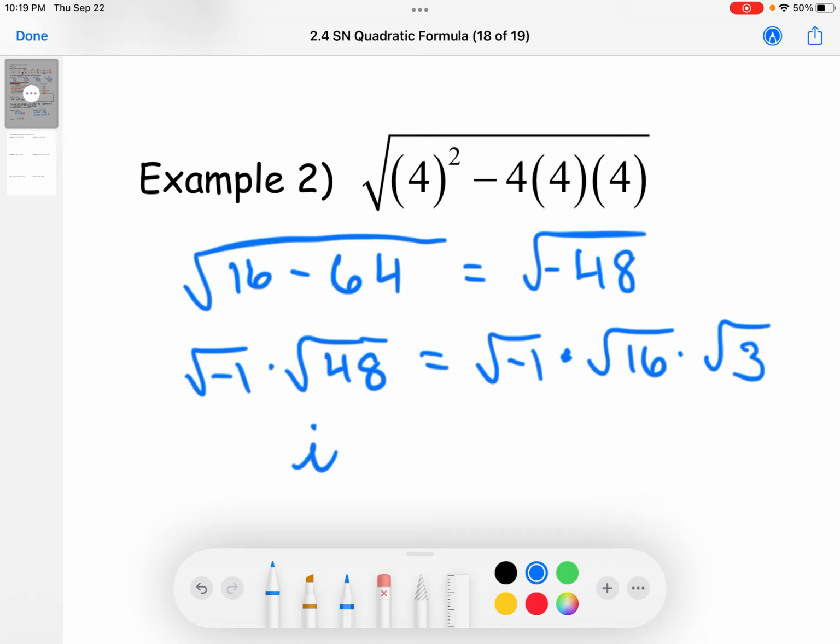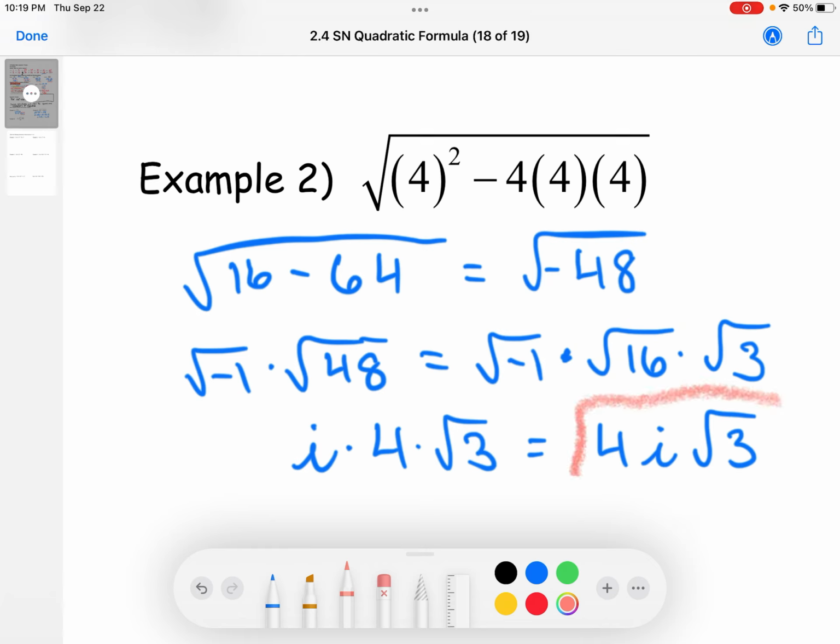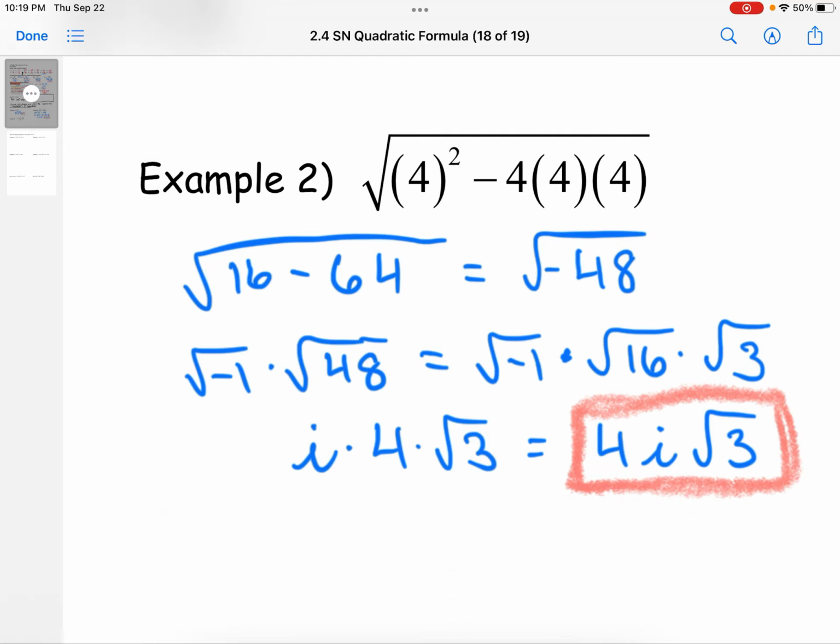So the square root of -1 is i. Square root of 16 is 4. That square root of 3 stays. So we will write this as 4i square root 3. We do the number, then the variable, standard order, and then we put the radicals at the end. So 4i square root 3 is how you will see this answer.